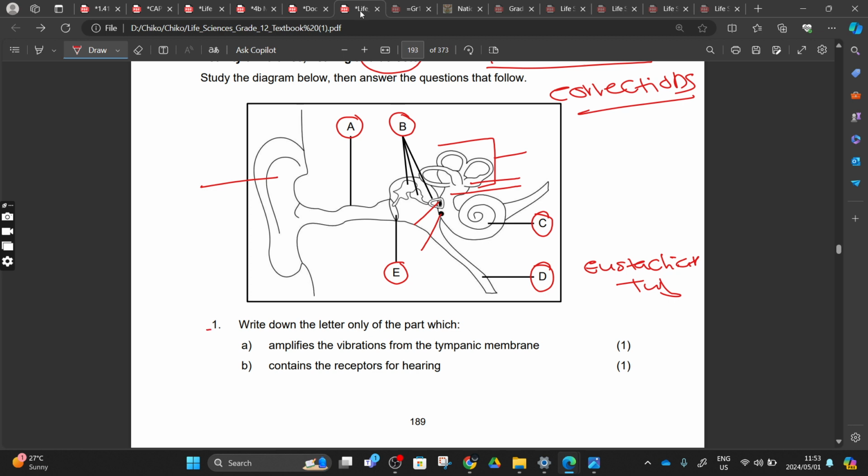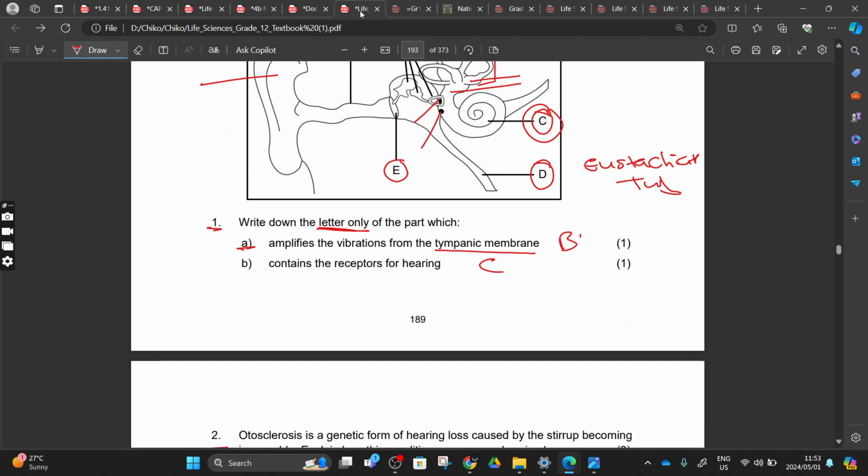We can move on. Then number 1, write down the letter only for the part which... Write down the letter only. Follow the instruction. They want you to write the letter only, not the name, because there's no name there. Then part A, that amplifies the vibration from the tympanic membrane. That will be B. You get your 1 there. B contains the receptor for hearing, where is that? C. Number C there. You are done. You see, letters only.